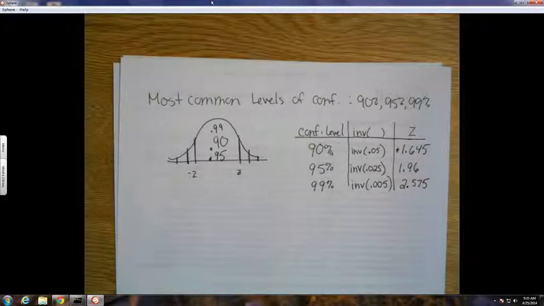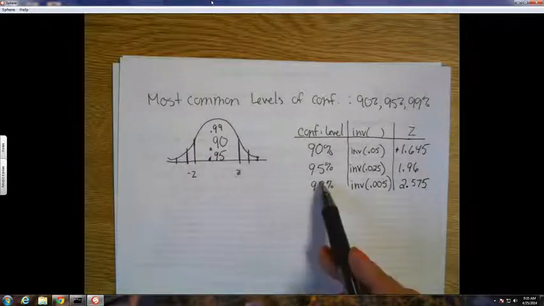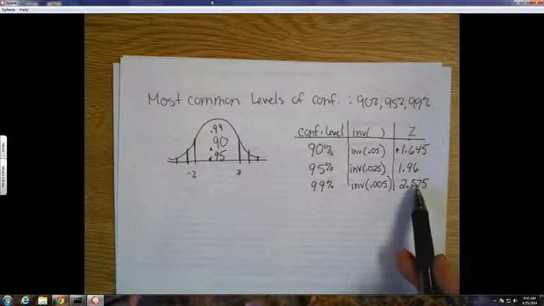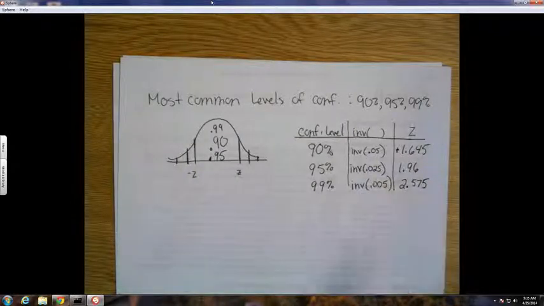Will they always be these three? No. Every once in a while they'll throw in an odd duck just to see if you remember the process to get the right z-score. So you need to know what's in your tail piece, and you inv norm that and then just take the positive of it. Okay.